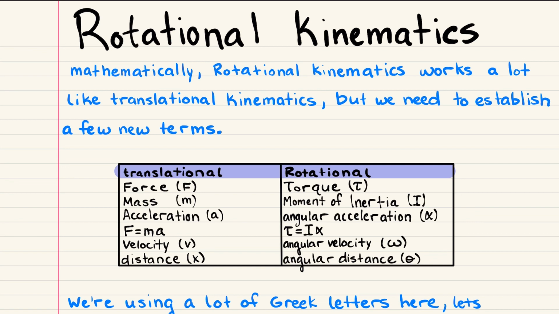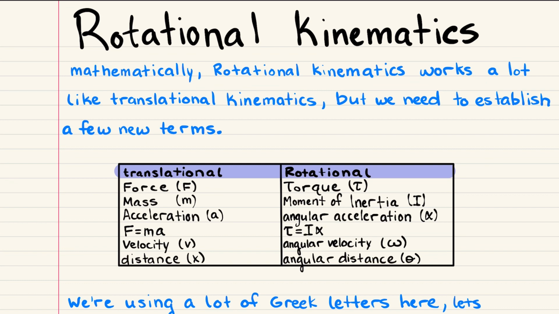new terms. All right, if you notice here in this table, I have some translational terms next to their rotational terms. So in rotational kinematics, the terms on the right side of this table basically coincide with the translational linear terms that you see on the left side of the table. So instead of force, we're going to call it torque. Instead of mass, we're going to be talking about moment of inertia. Instead of acceleration, we're going to specify angular acceleration. Newton's second law, F equals ma, is typically written as torque equals moment of inertia times angular acceleration.